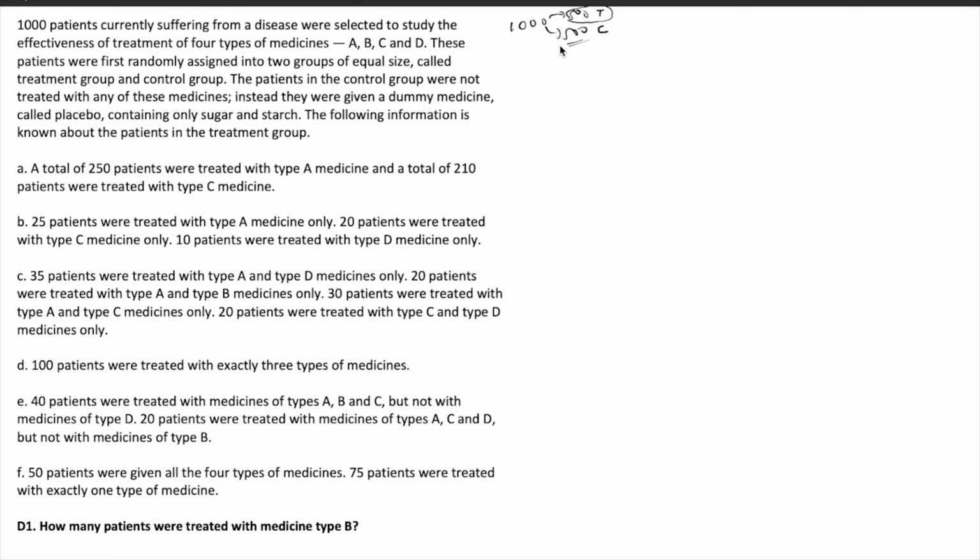Following information is known about the patients in the treatment group. So we have A to F. All of these informations are about the 500 people that is present in the treatment group. Take some time to read the points. First point is a total of 250 patients were treated with type A medicine and a total of 210 patients were treated with type C medicine. So if you look at all of these points, you can see that different numbers are thrown around. So before proceeding, I need to explain another theory to you. Let's look at that first.